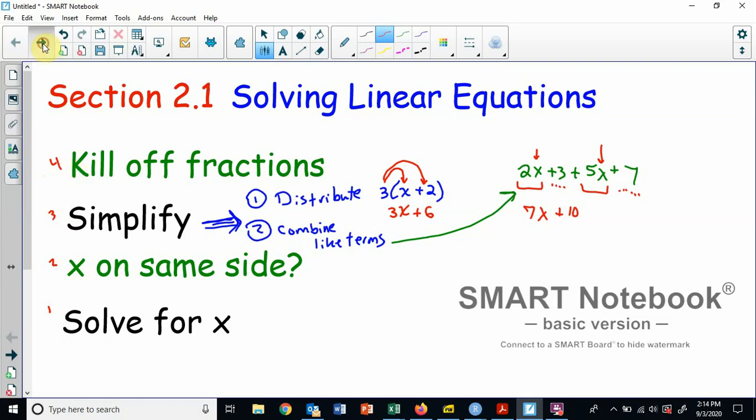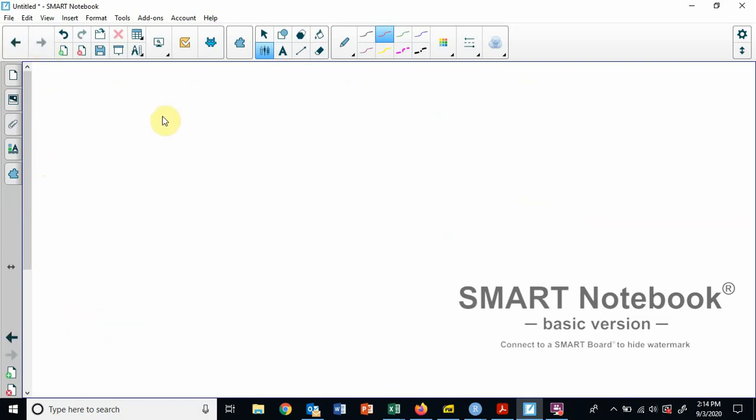Okay? So let's start with a very simple example of solving. For instance, 4x minus 15 equals 13. If you think about those things that I listed over to the side, you could ask yourself those questions. Are there any fractions to kill off? The answer is no, so that step's done. Is there anything to simplify? No, that step's done. There's nothing to do there because there's no parentheses to distribute, and there's no like terms on the left side, and there's no like terms on the right side.